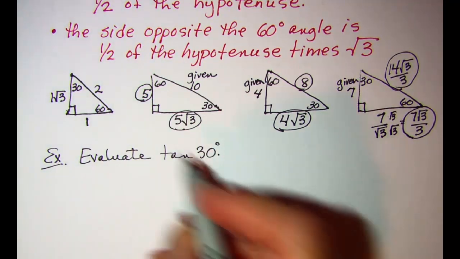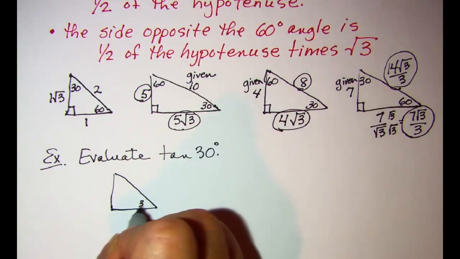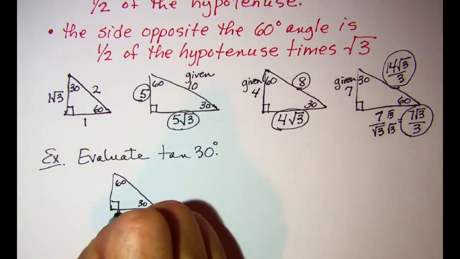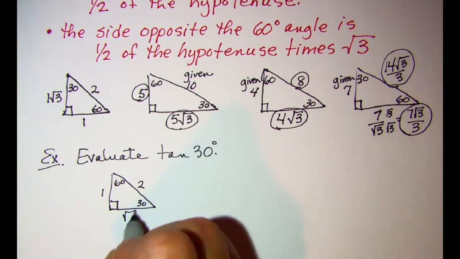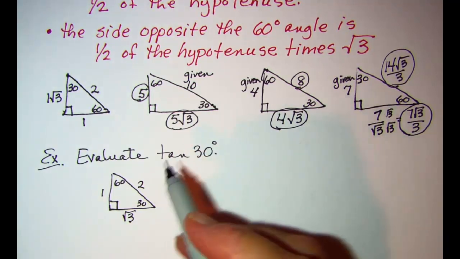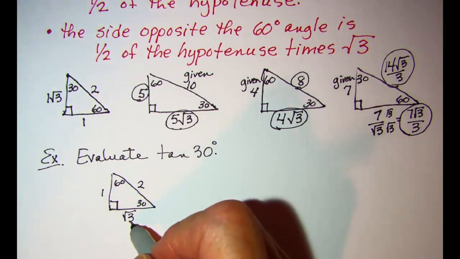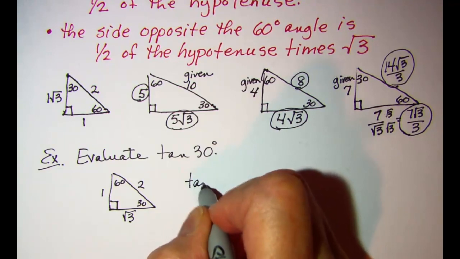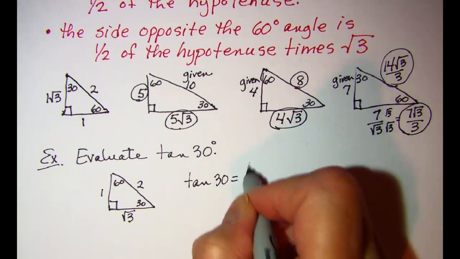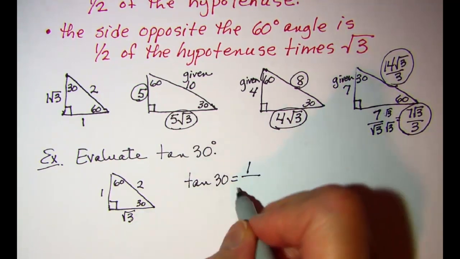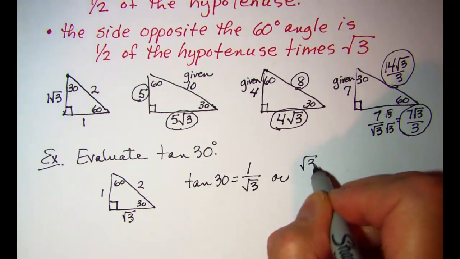We know that with a 30, 60, 90 triangle, my relationship between the sides is this. So my tangent, since it's opposite over adjacent, my tangent of 30 degrees is going to be opposite over adjacent, or root 3 over 3.